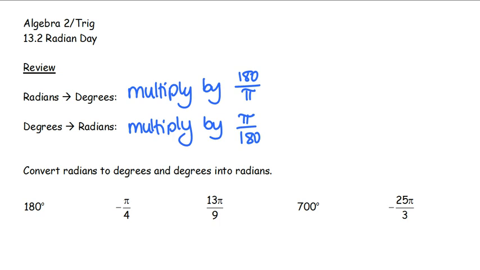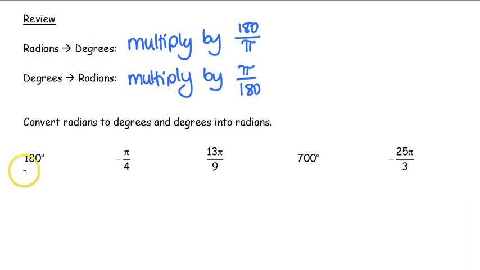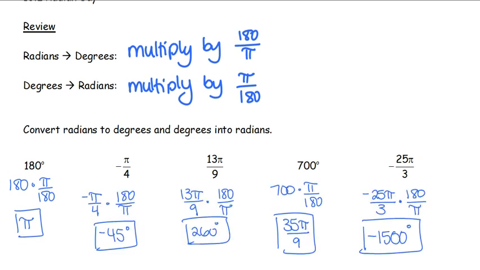Alright, so to do our conversions, we have degrees. We know it's degrees because of our degree symbol. That means we have to get the pi, so I multiply by pi over 180. The 180s cancel, leaving me with just pi. Now we did do this yesterday, so I want you to try the next four on your own. Okay, let's see how you did.